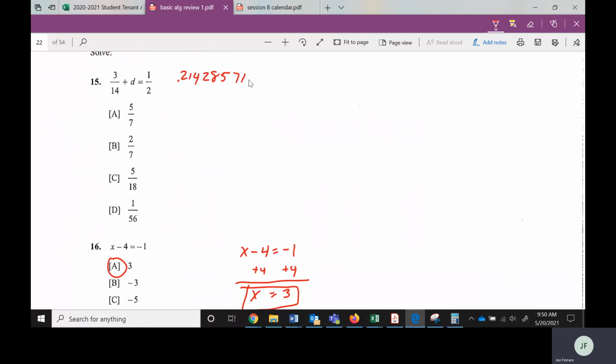But you don't want to just go 0.21 either. Then plus D equals, now 1/2, you should know that one. 1 divided by 2 is 0.5.